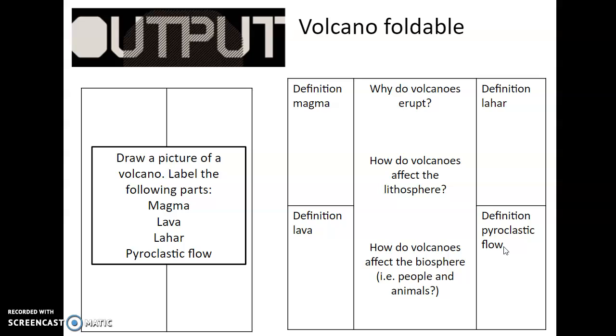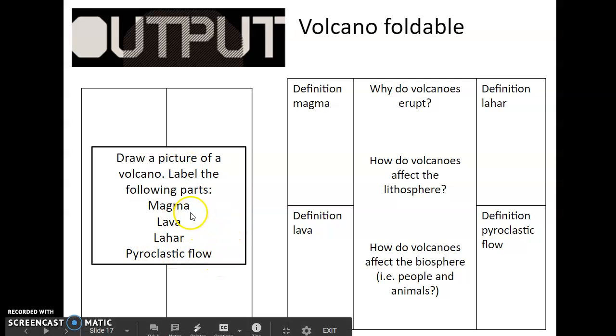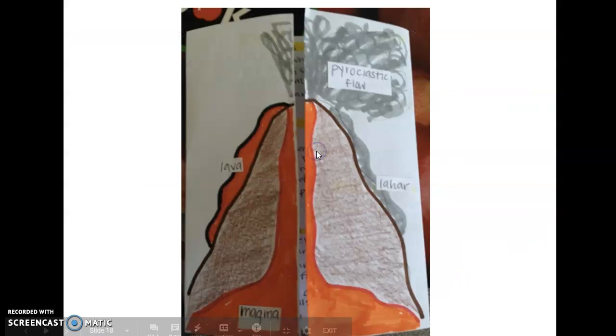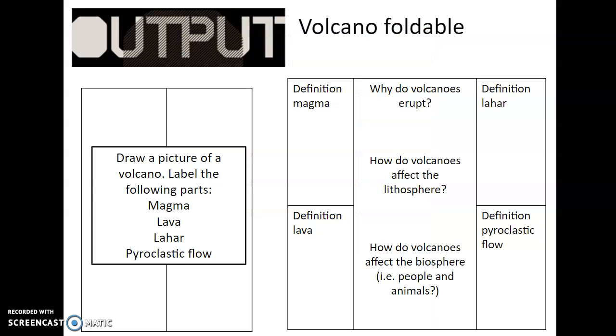So all of these little boxes are 1 point each, and then obviously your volcano picture on the front is 1 point, and each of the labels are 1 point each. So here's an example of what your foldable should look like. Okay, and all of that content is in your notes.